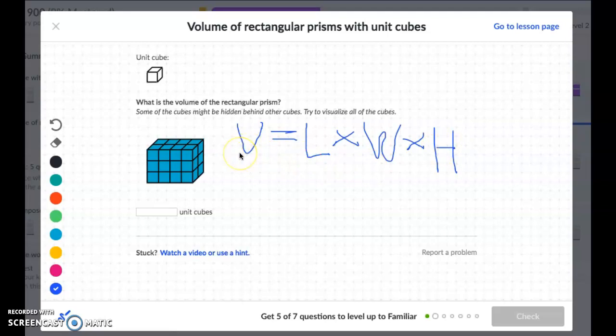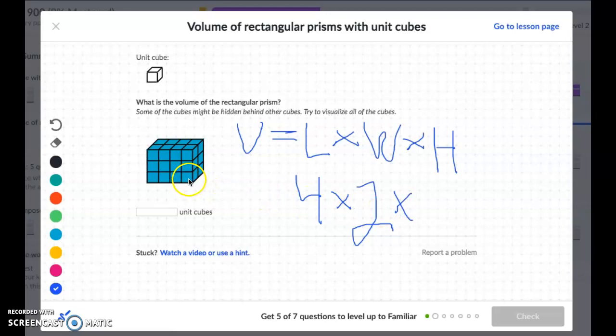And when we do the length times the width times the height, I'm going to look here and I'm going to say, okay, how long is this figure? Well, 1, 2, 3, 4 cubes. So 4. And then how wide is this figure? Well, it's 1 cube deep, 2 cubes, because this is our front one and this is the back one. So 4 times 2. Yep, I know that's kind of a funky 2. It's a little bit hard to write on here.